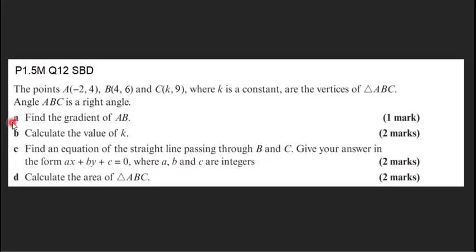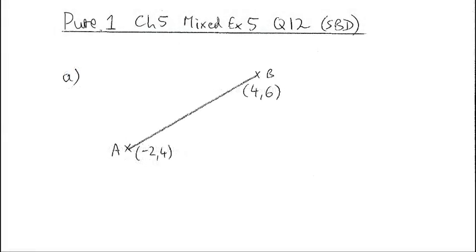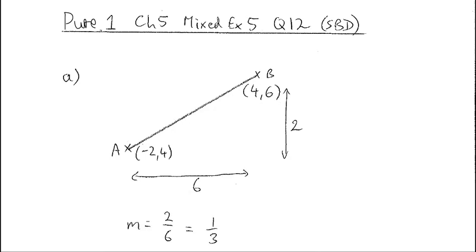For the first part, we need to find the gradient of AB. There's no need to actually draw a diagram for this first part. You can just slot the numbers into the rise over run formula to find the gradient, but I've just sketched it because it doesn't take long. We can see just by looking at it that the rise is 2 and the run is 6, and so we can find the gradient very quickly. As you can see from the diagram, that looks like a reasonable gradient.